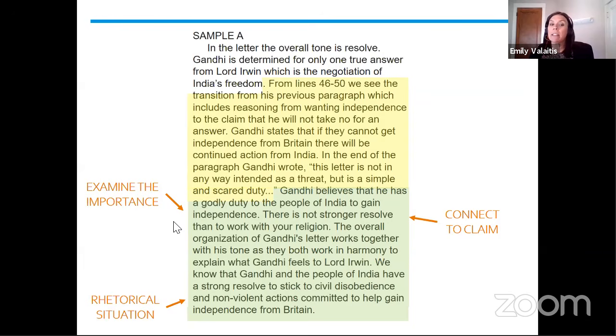I think that this is tough to do, but the student did a great job of getting 3 separate categories covered in the analysis. You might not do that. It might just be 1 or 2 of these. But I think that regardless, really try to push for more than 2 sentences. As you can see here, this student has, I think, 4 total. So the more sentences you have that are either examining the importance, connecting to your claim, or relating to the rhetorical situation, the better.